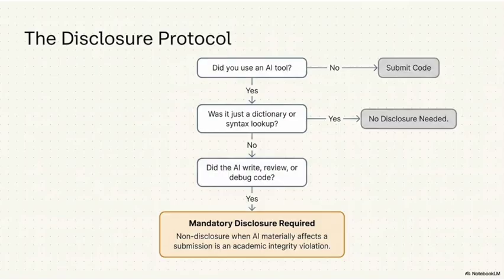Did the AI write, review, or debug actual code for this assignment? If yes, this is a mandatory disclosure requirement. Non-disclosure, when AI material affects the submission, is an academic integrity violation. The bar for material effects is intentionally low. If the AI shaped, fixed, or generated code you submitted, it needs a disclosure comment. This is not punitive. It is a professional standard for attribution.